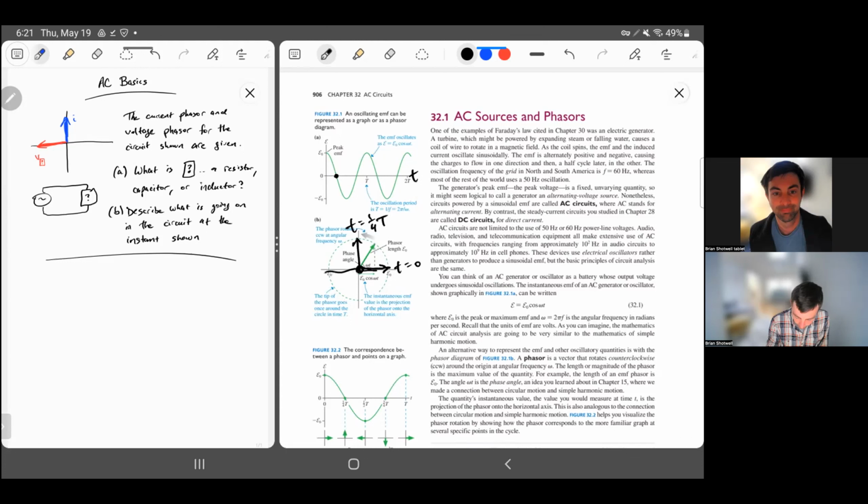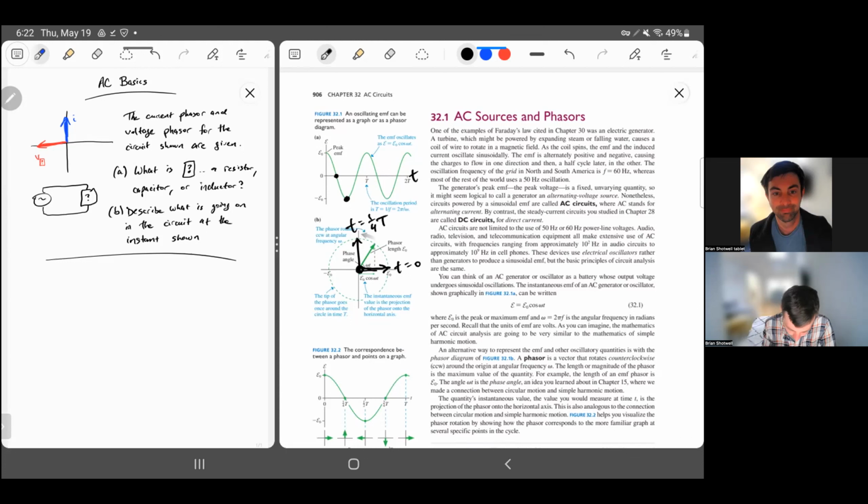A half a period after the start, it looks like the value is the negative peak EMF. Okay, so again, just saying the same information as what's in this graph, but visually a little bit different. So this is called a phasor diagram, and it's always going to be rotating counterclockwise in this plane.